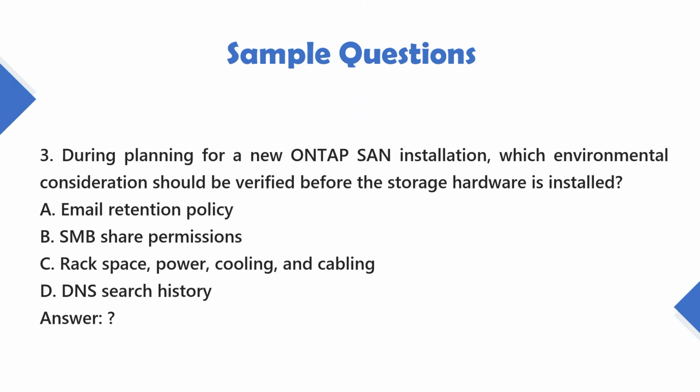3. During planning for a new ONTAP SAN installation, which environmental consideration should be verified before the storage hardware is installed? A. Email retention policy. B. SMB share permissions. C. Rack space, power, cooling, and cabling. D. DNS search history.